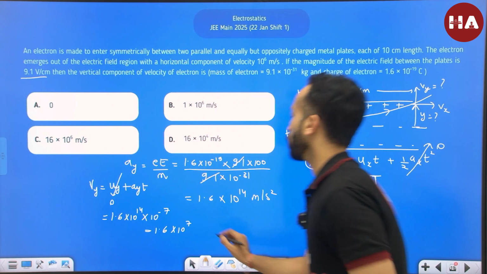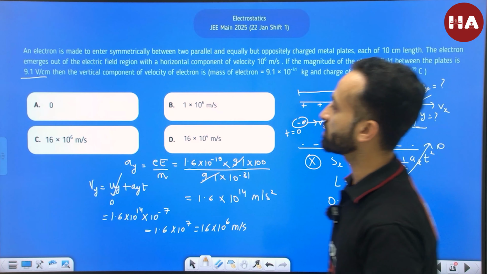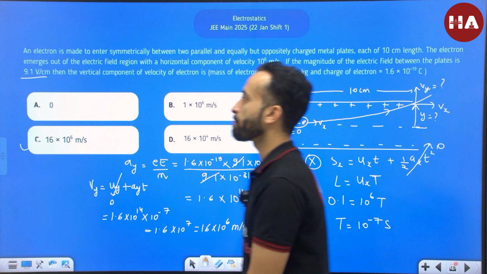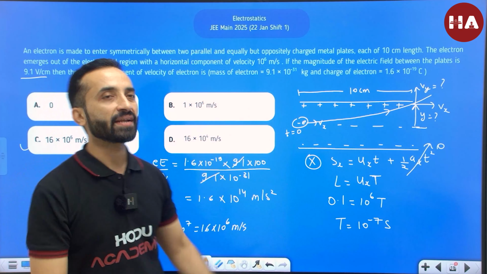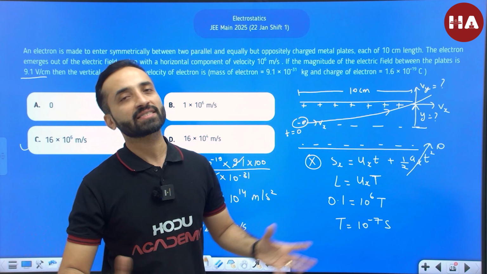Which you can also write as 16 into 10 raised to the power 6, since none of the options were matching. So I rewrote this as 16 into 10 raised to the power 6, which completely makes sense. Option C is correct therefore, right? So what did I do? Independently, I treated x direction and y direction, which you have been doing throughout your class 11, so shouldn't be a problem.